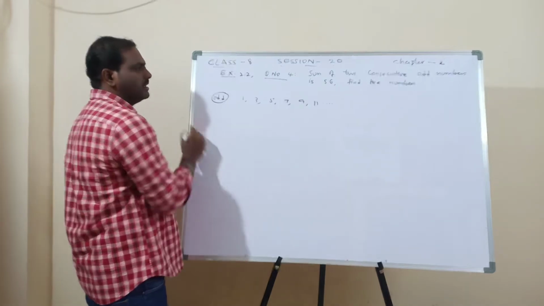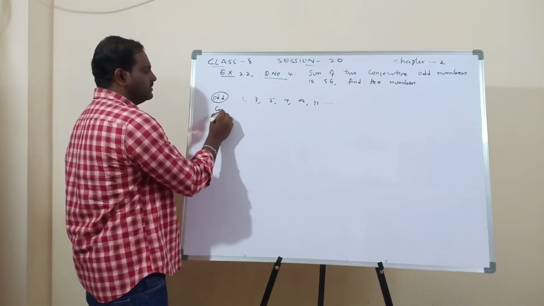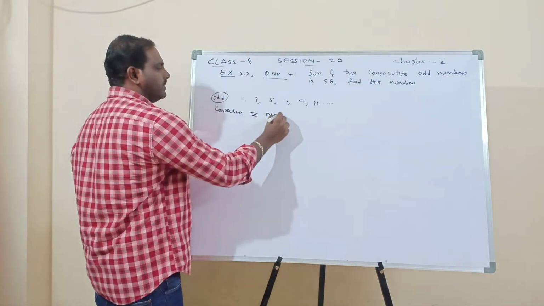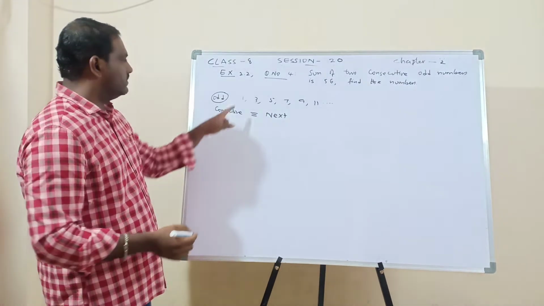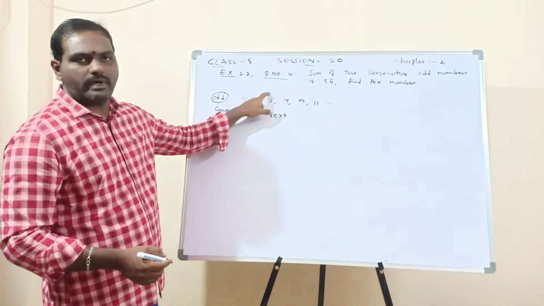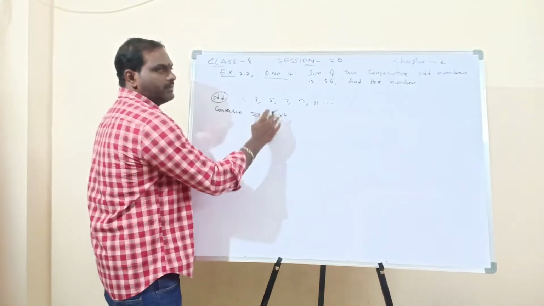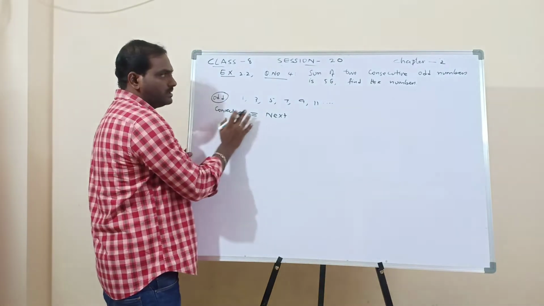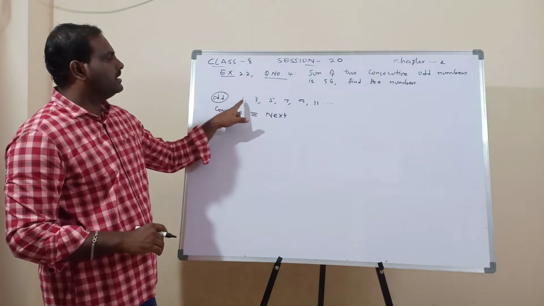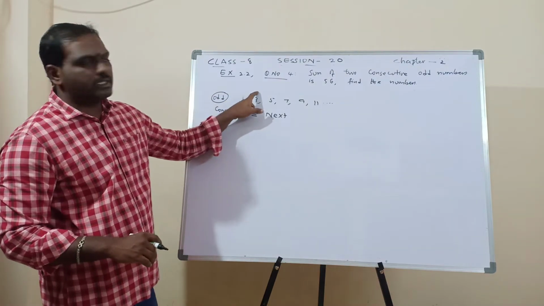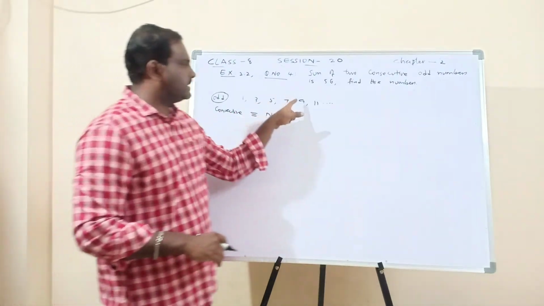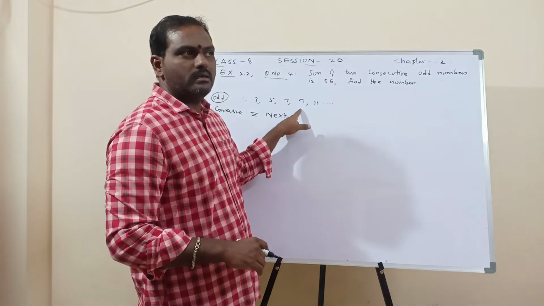Next, consecutive. Consecutive means the next number. After 1, the next number would be 2, 3, 4, 5, 6. But consecutive here means we have to go for the next odd number. For 1, its consecutive odd number will be 3. For 5, it will be 7. And for 7, it will be 9.